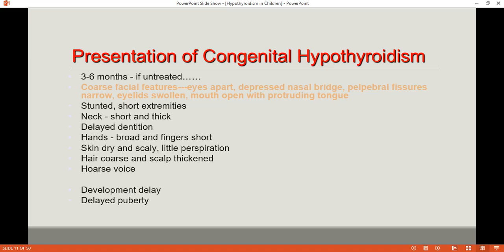Unfortunately, sometimes congenital hypothyroidism is diagnosed late, even after 10 to 12 years. We run the endocrine OPD, and they sometimes come with mental retardation, delayed puberty, short stature, and developmental delay.